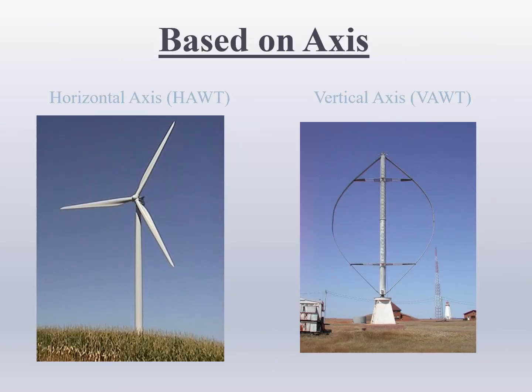And based on axes, these wind turbines are classified into two general types: horizontal axis and vertical axis. A horizontal axis machine has its blades rotating on an axis parallel to the ground, whereas a vertical axis machine has its blades rotating on an axis perpendicular to the ground.